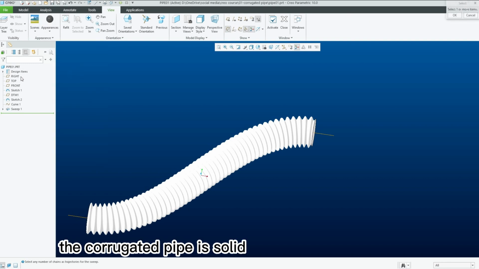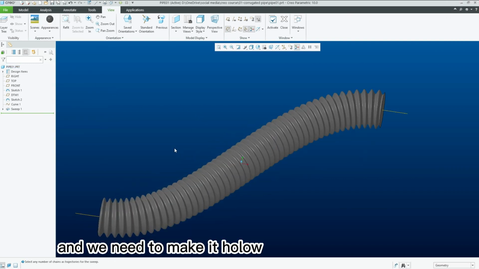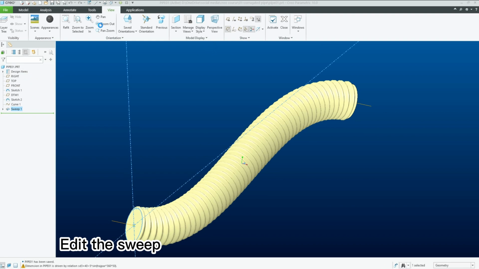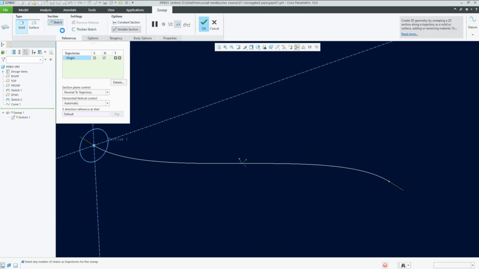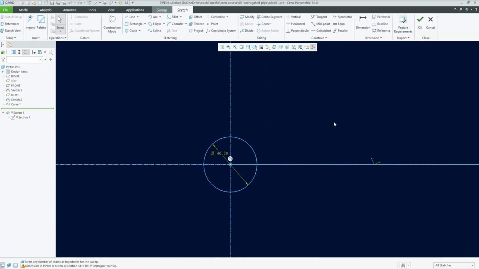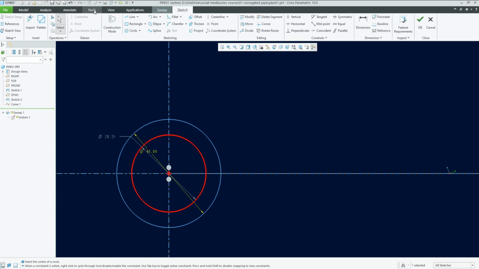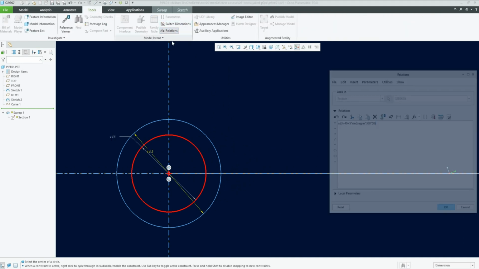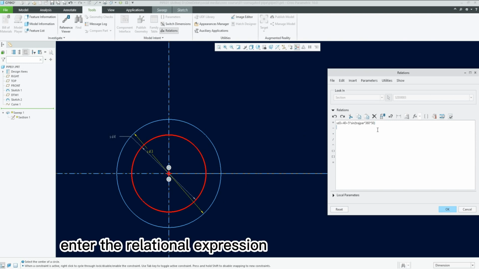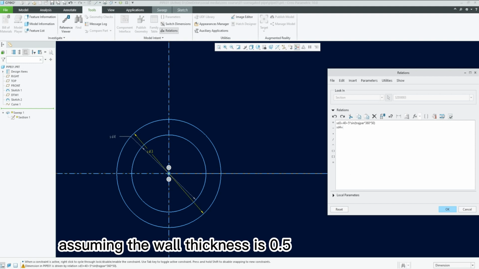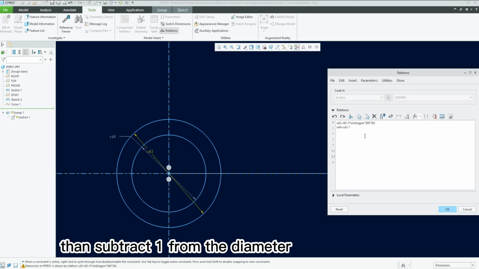However, at this time, the corrugated pipe is solid, and we need to make it hollow. Edit the sweep. Draw another circle on the section. Enter the relational expression. Assuming the wall thickness is 0.5, then subtract 1 from the diameter.